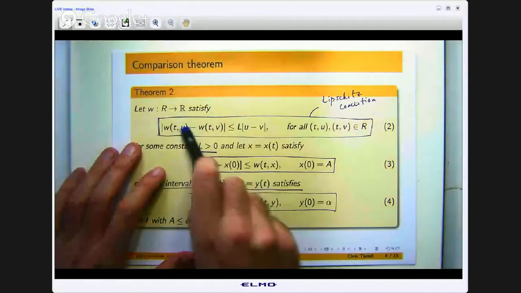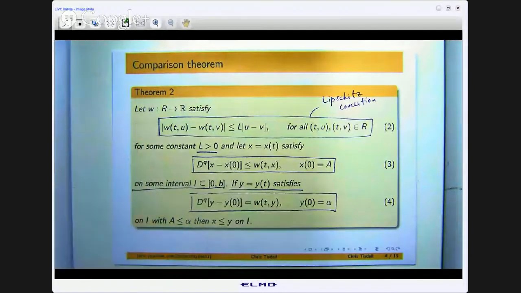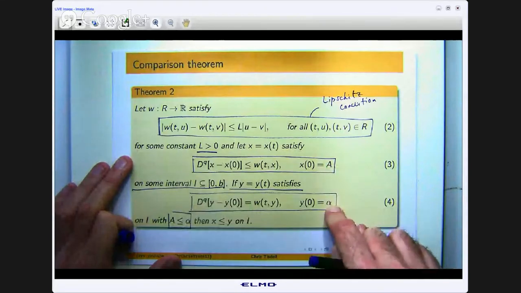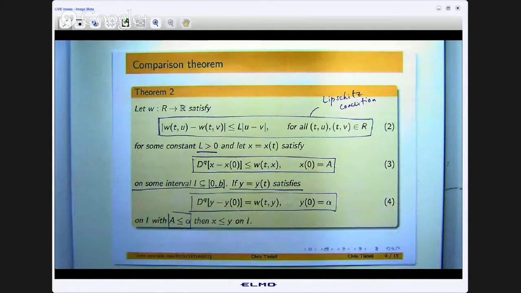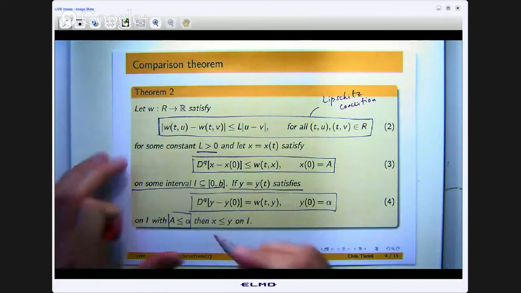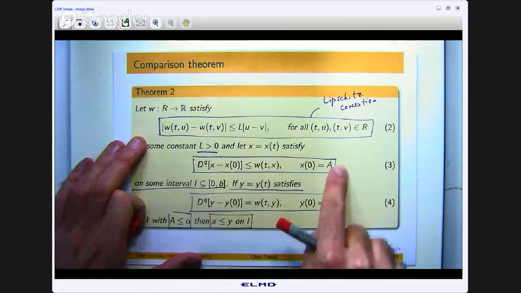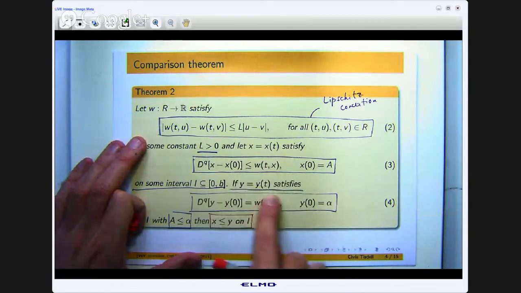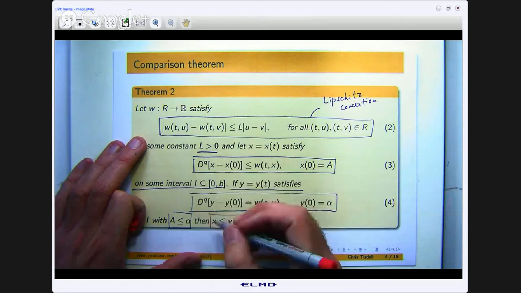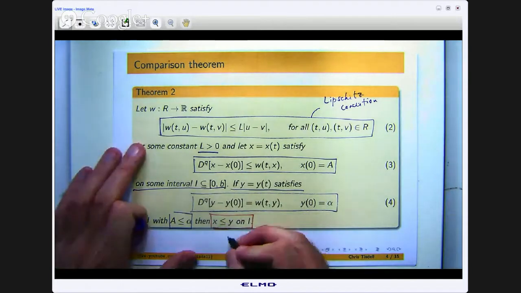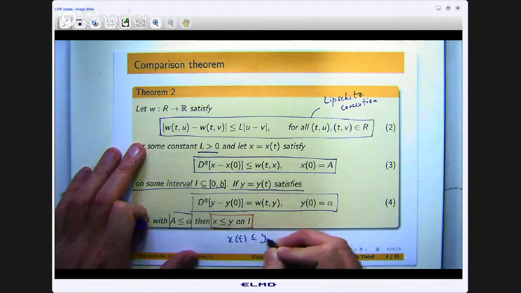All right, so we assume this, this, and this, and also this number is less than or equal to this number. Then, and this is the big conclusion, is that the function x satisfying this and the function y satisfying this can be compared. And in particular, the graph of x stays below the graph of y on the interval I.